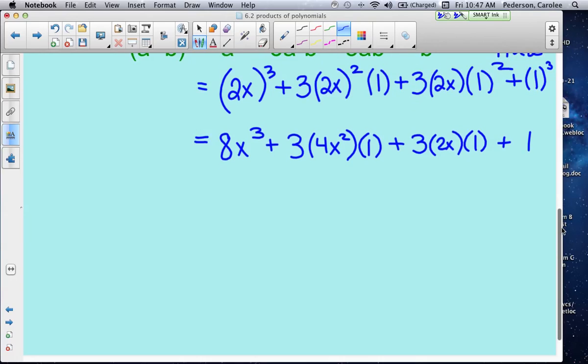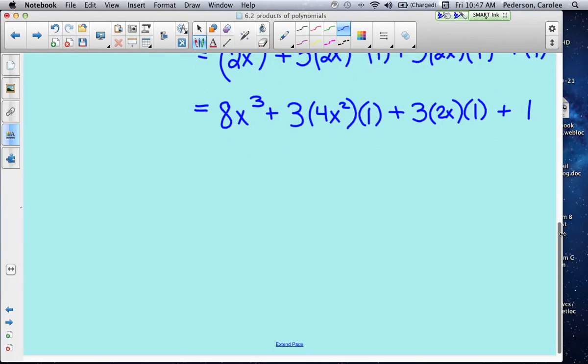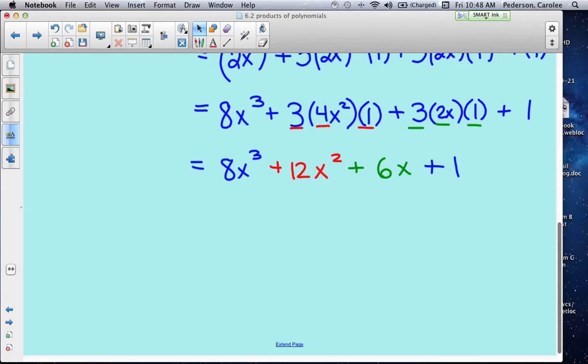Now I'm going to go ahead and multiply coefficients together. So this is still just 8x cubed. And now I multiply 3, 4, and 1 together. And that gives me 12, and then x squared. And then I multiply 3 and 2 and 1 together, which is 6x, and then plus 1. There is a different way to do that problem.